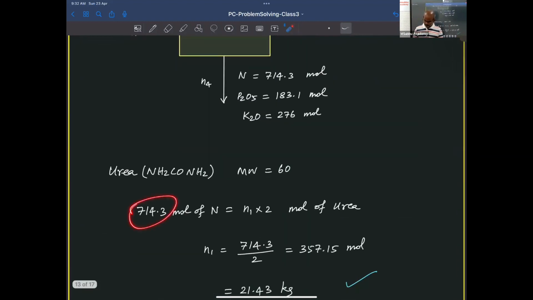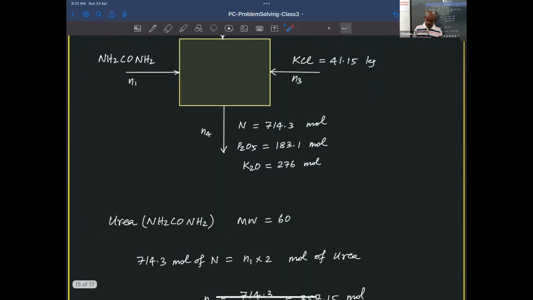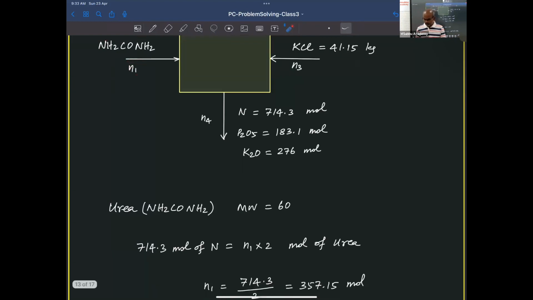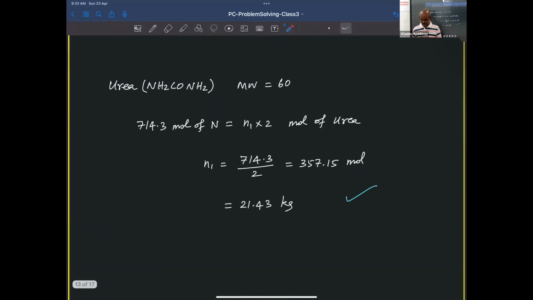For 714.3, of course, one urea is having 2 nitrogen. So the product nitrogen is 714.3 mole, and 1 mole of feed will be having 2 nitrogen. N1 mole of feed will be 2 into N1. That is the gram atoms of N entering. N1 into 2. N1 is the moles of urea. Okay. And this is already available in the product, and this is N1. One N1 is having 2 gram atoms of nitrogen. So when we say atom, it is gram atom. Otherwise, when you say molecule, it is gram mole.